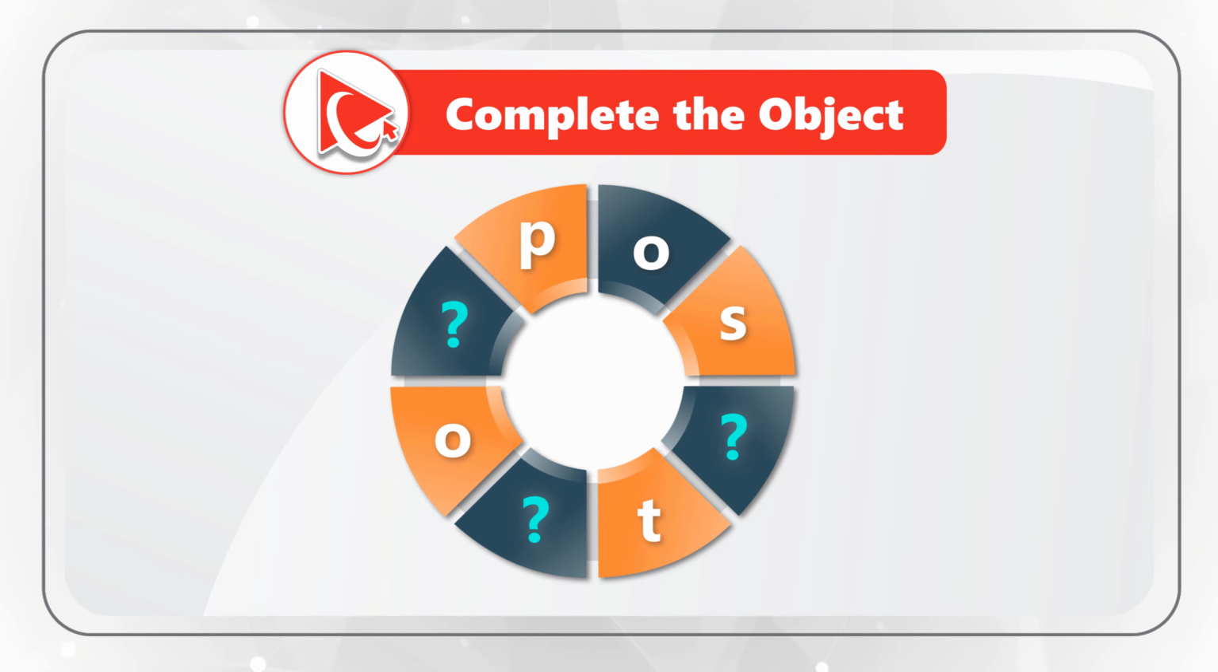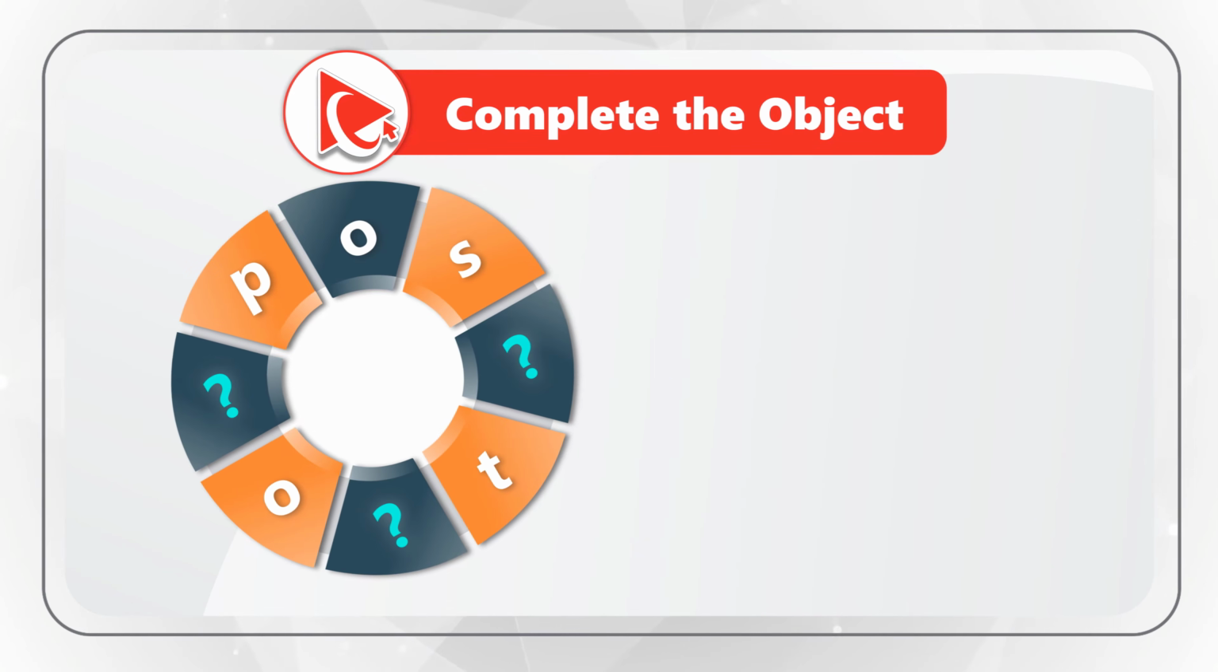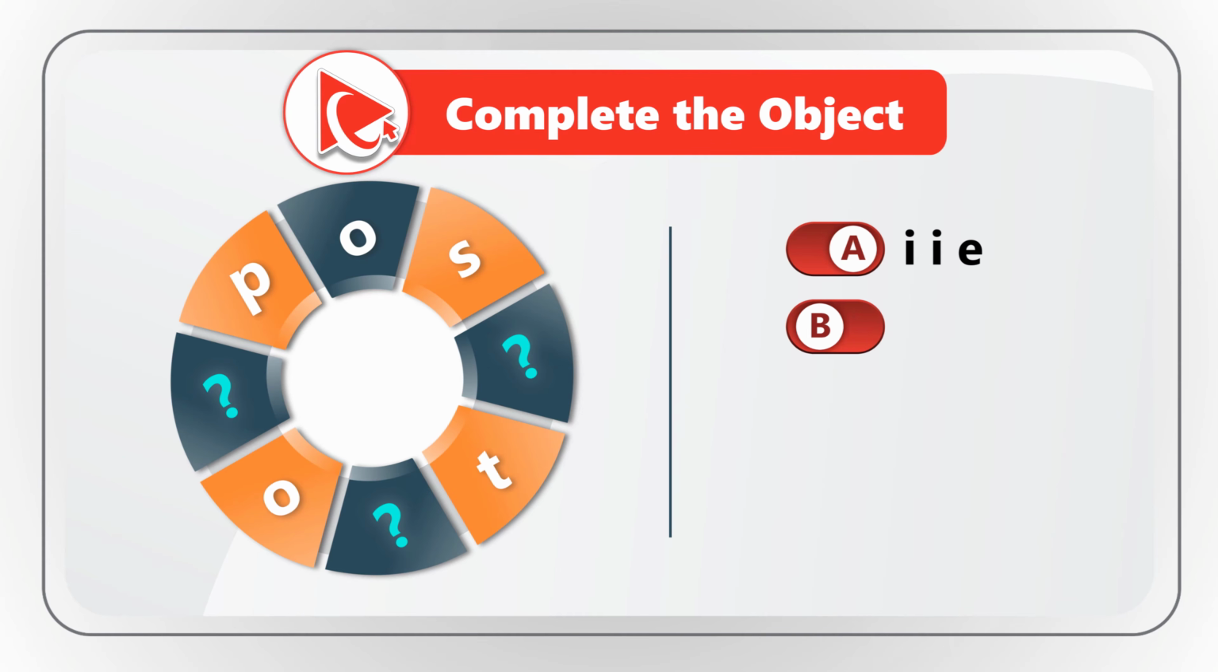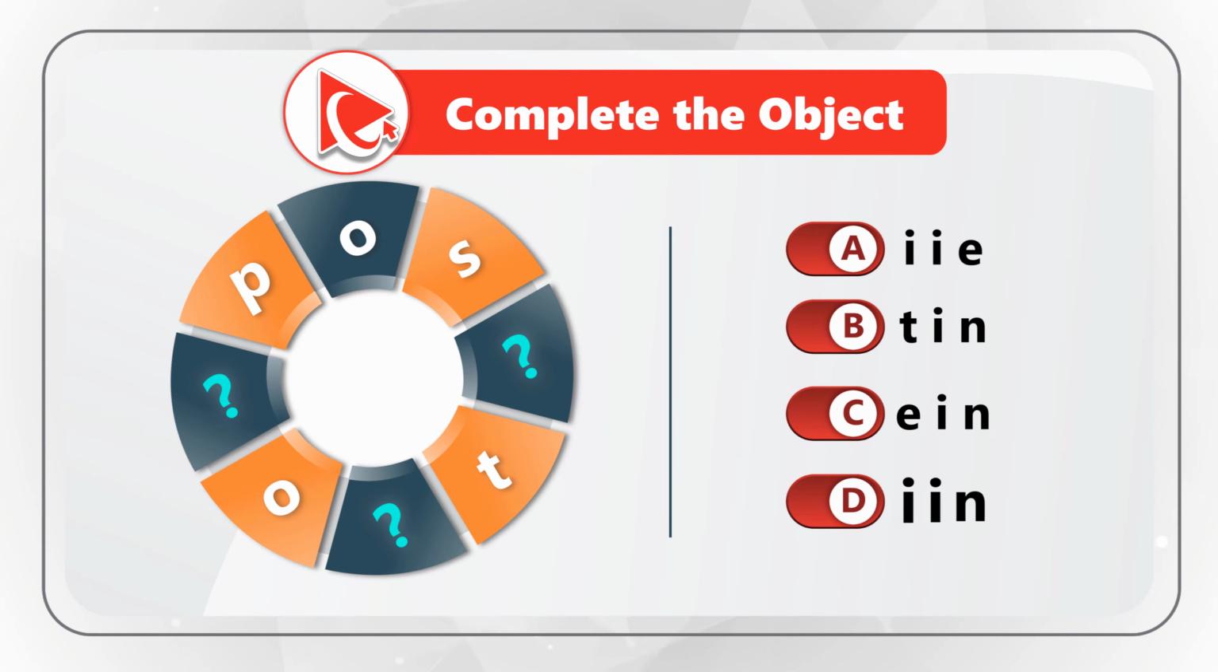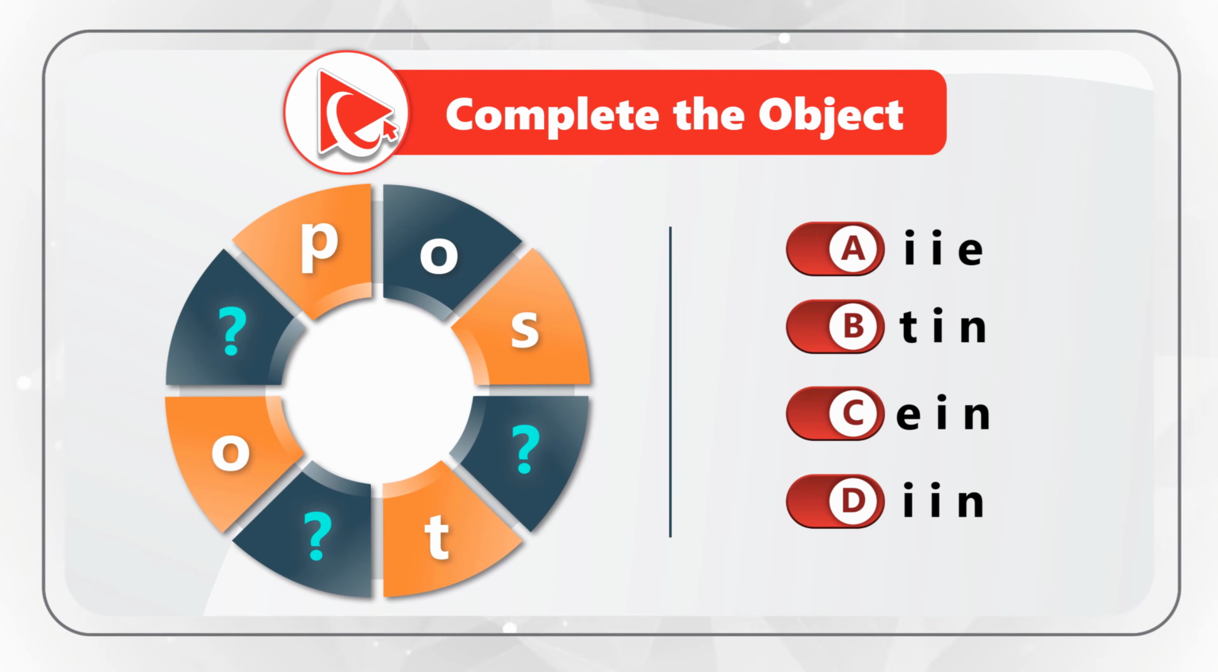You need to complete the object by selecting the choice of 3 grouped letters. Choice A is represented by letters I, E. Choice B is represented by letters T, N. Choice C is represented by letters E, N. And last but not least, choice D is formed by the letters of I, N. Take a close look to see if you can complete the object.